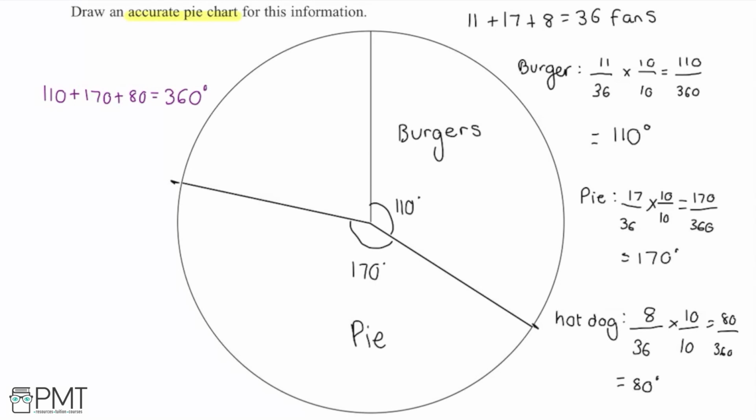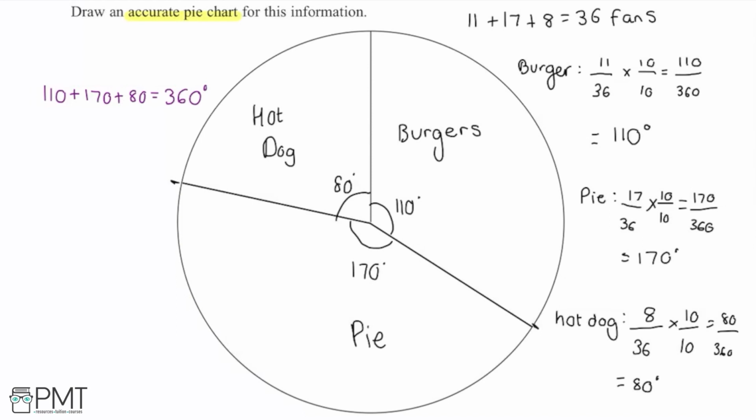And then finally, I can just check that this last angle is going to be 80 degrees because that's all that we have left. We're just going to fill in the hot dogs, so this angle should be 80 degrees. But it's always a good idea just to check this in case any of the previous ones have been drawn in slightly wrong. And then I can write hot dogs in here. And that brings me to the end of this question.